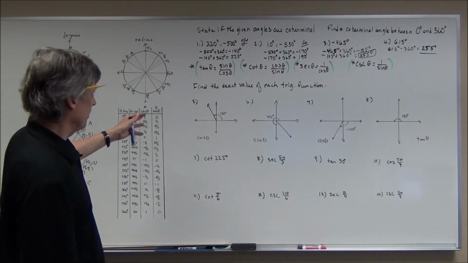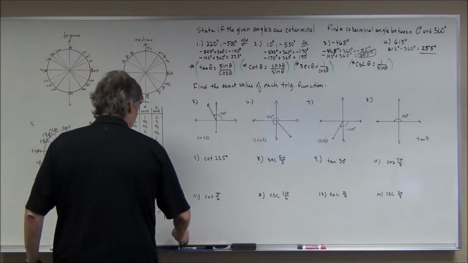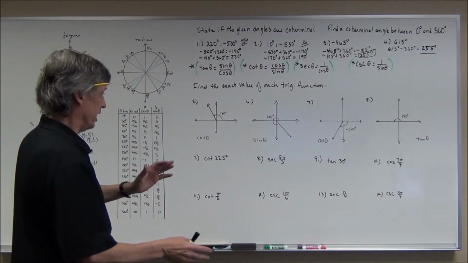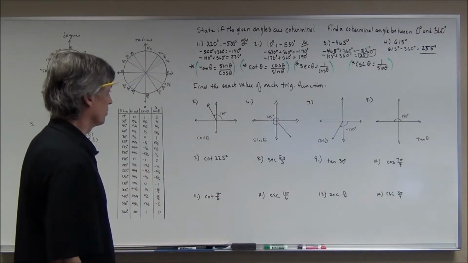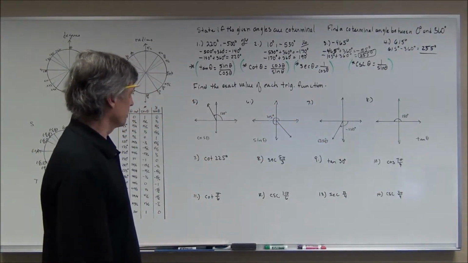So now I have a slew of problems here. I have 12 problems. I want to find the exact value of each trig function. Notice there's some sines and cosines, but there's a lot of tangents and cotangents and secants and the whole nine yards. The first 4, I've given you drawings of the angles.